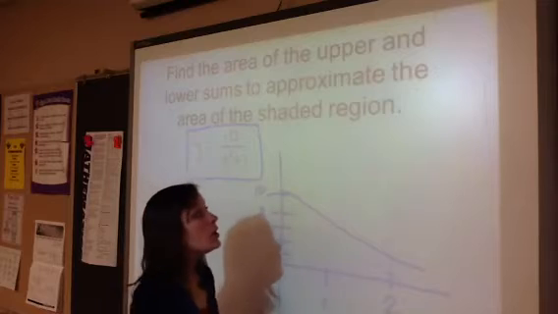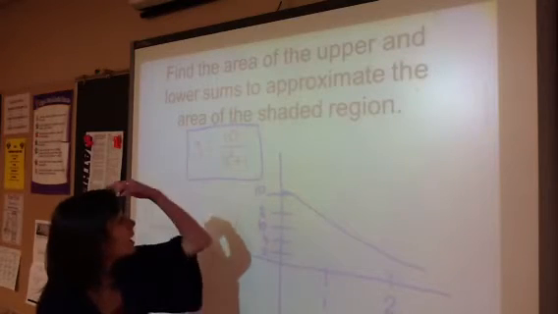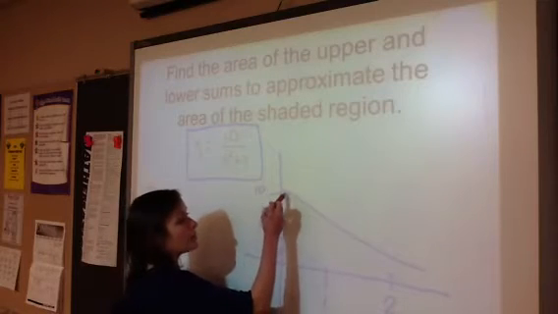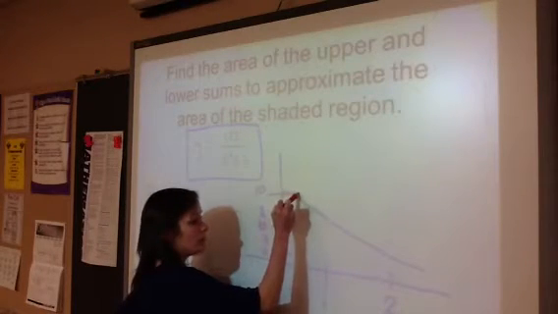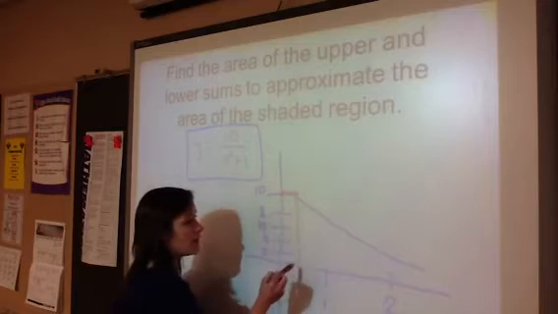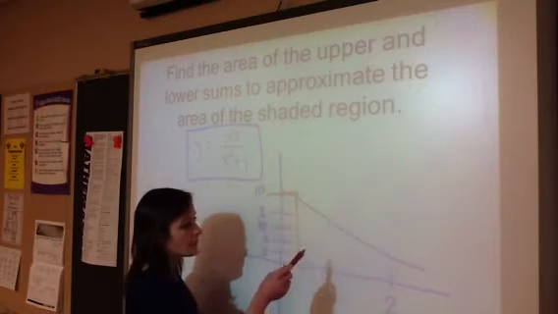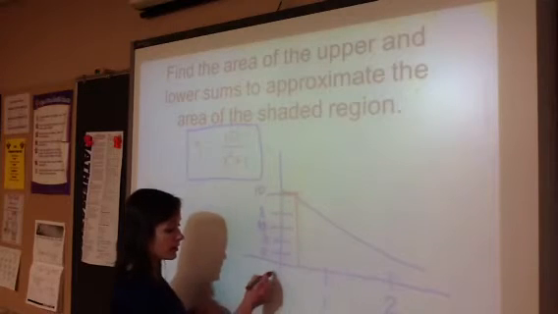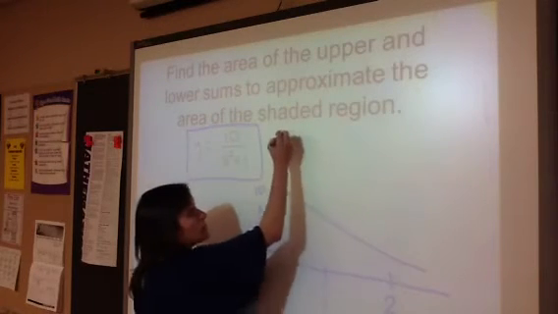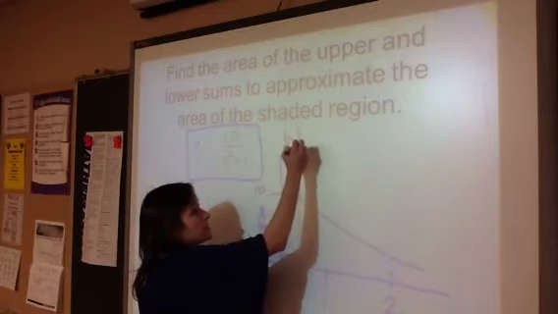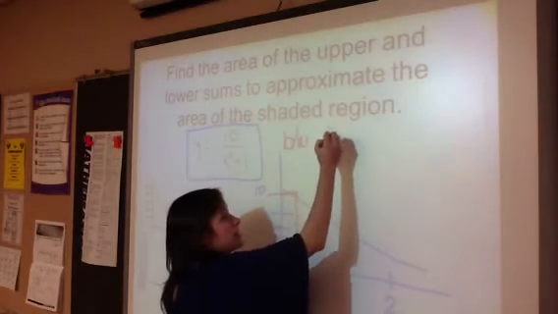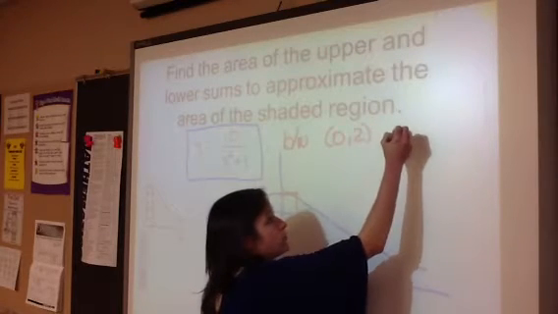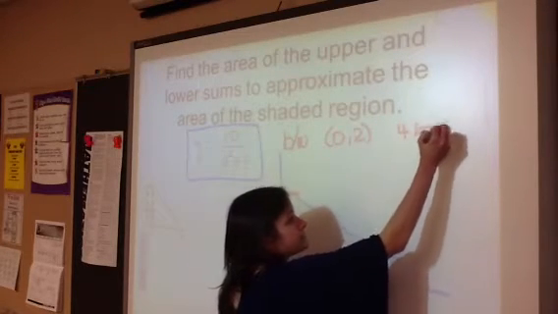Okay, so what it's asking you to do for the upper and lower sums is, for the upper sum, you're going to make a rectangle that goes above the graph. And we're going to split this into 4 boxes, and we're going to find the area between 0 and 2. So it will tell you what the area is going to be between. So we're going to say between 0 and 2. Those are our x values. And I want you to do 4 boxes.